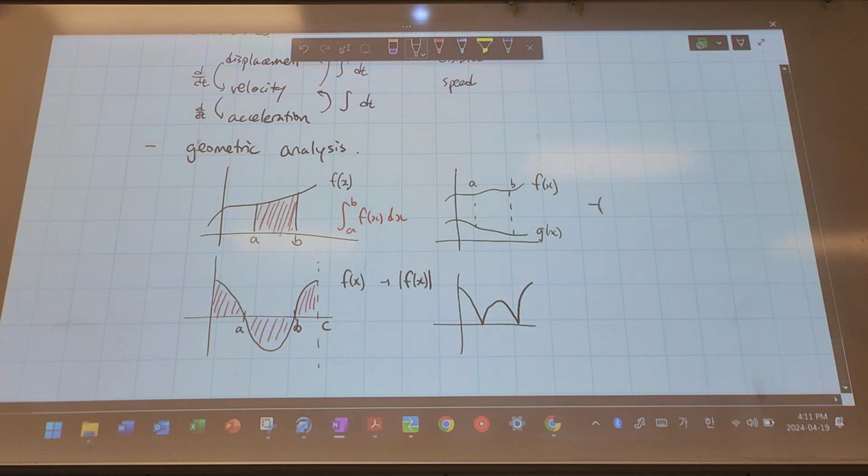So you do the integral of f of x minus g of x dx. Or if you want to be smart, you can just combine them into one, right? The integral of f of x minus g of x dx. It's either or. It's whatever you choose, whatever the easier one you want to go with.